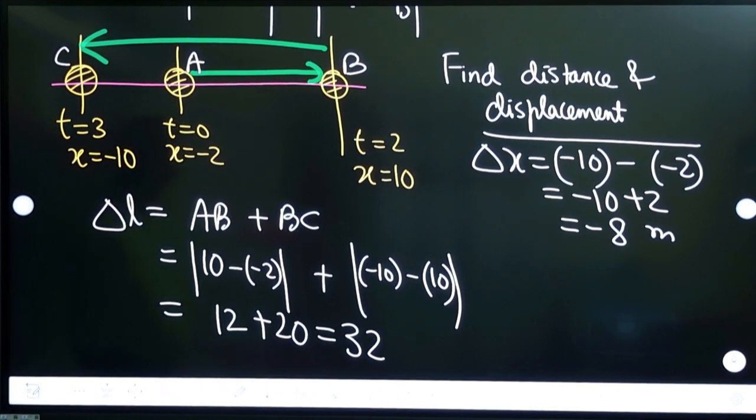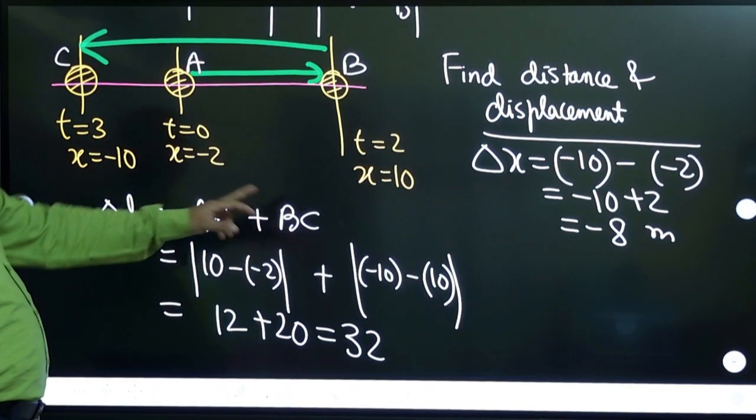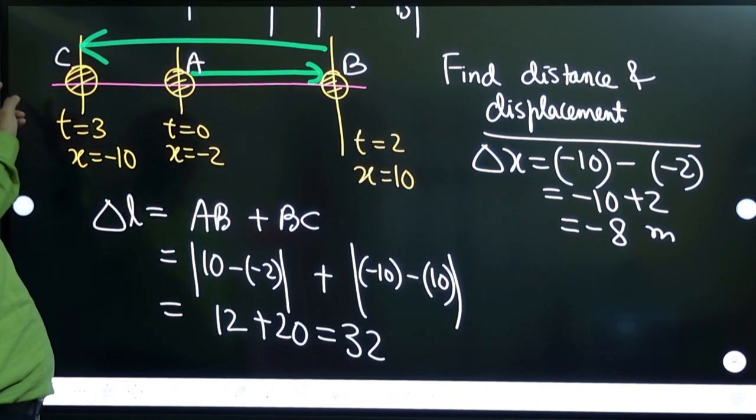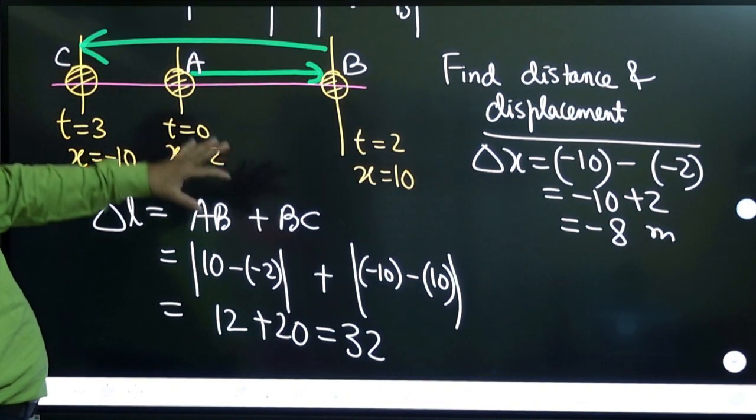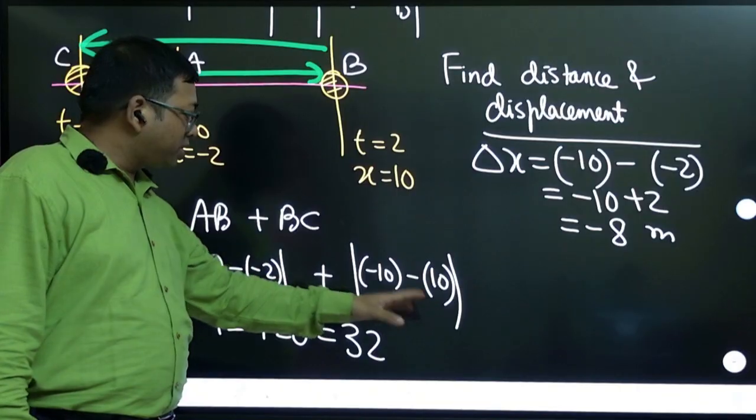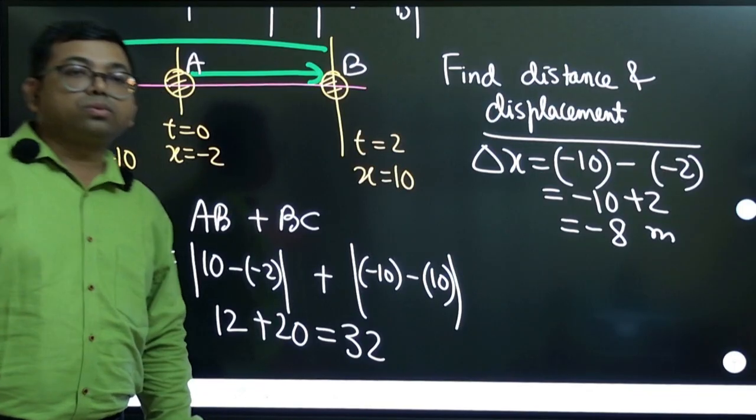Check that. AB, A to B, so 10 minus minus 2, 12 it is. Then B to C, BC. So position of C minus B. So minus 10 minus 10 is minus 20, magnitude is 20. So 12 plus 20 is 32. Yes.